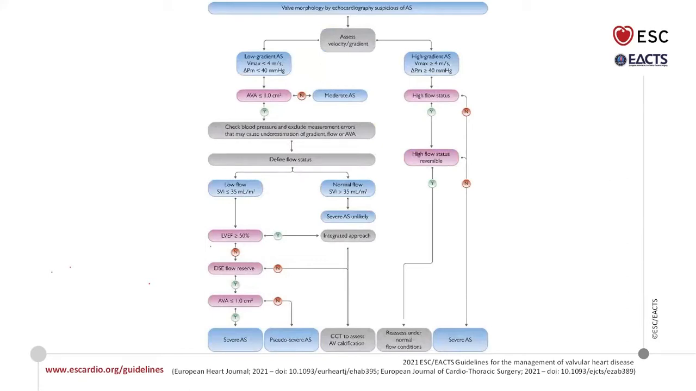Here it is not written when you say mild, moderate, severe aortic stenosis, but when the valve area is less than 1 centimeter square, along with velocity greater than 4 meter per second, and valve mean gradient greater than 40 millimeter of mercury, at that time we will classify it as a severe aortic stenosis.